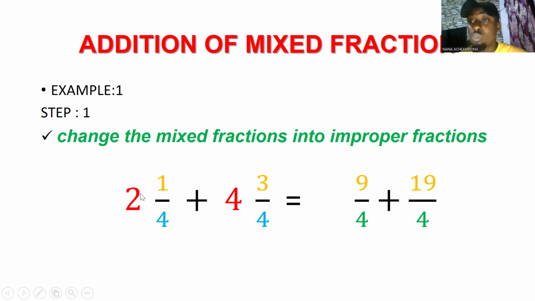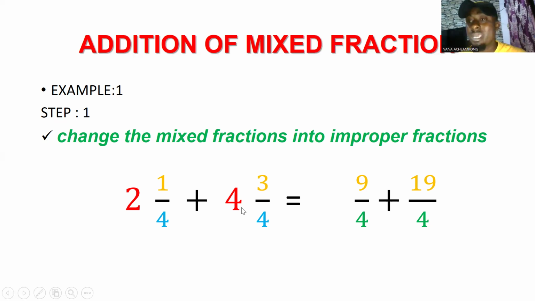So 4 times 2 will give us what? 8. Now I'm to add this 8 to the numerator, which is 1, giving me what? 9. So I have 4 times 2, which is 8, plus the 1, giving me 9. So I have 9/4 as my improper fraction.